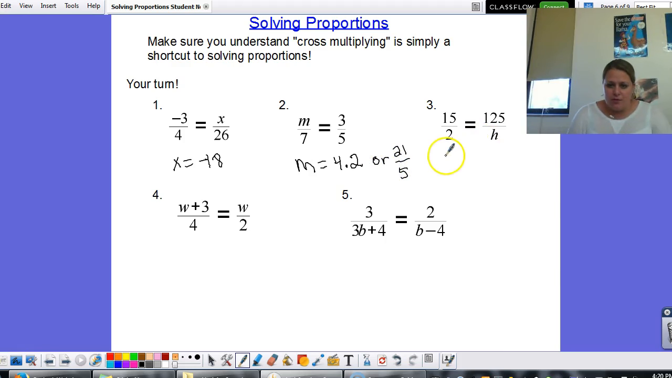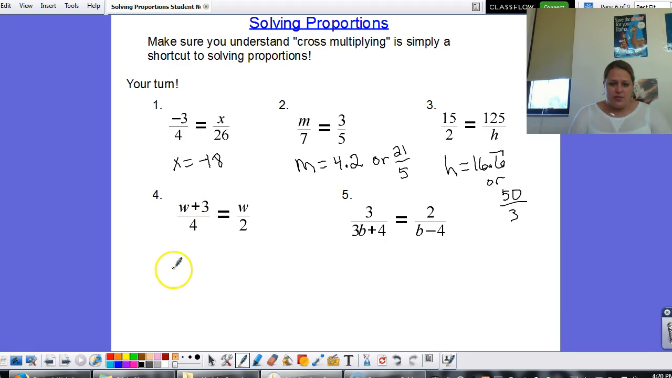Okay, number 3, you will have 16.6 repeating, or 50/3. Number 4, since it's one of the newer ones, I'm going to work that one out.